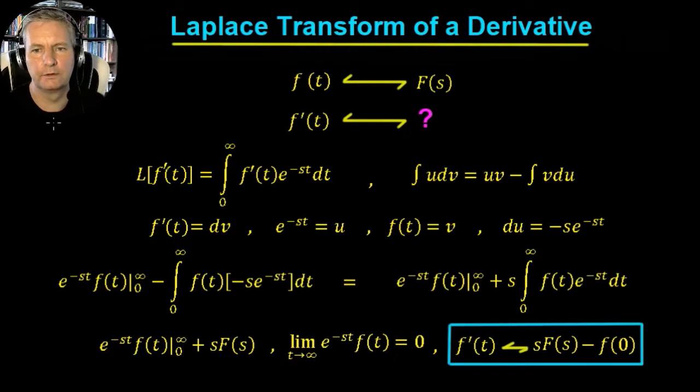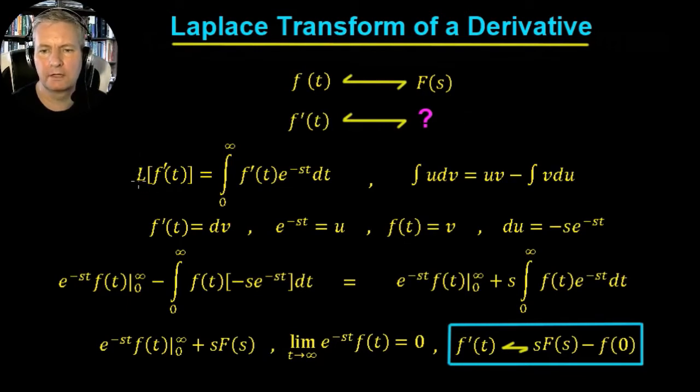In this video we're going to look at the Laplace transform of a derivative. So we're going to ask the question: if we have a function f of t, when we Laplace transform it, it gives us a function F of s. So what happens when we Laplace transform the derivative f prime of t? What's it going to give us? So we'll just go ahead and do that.